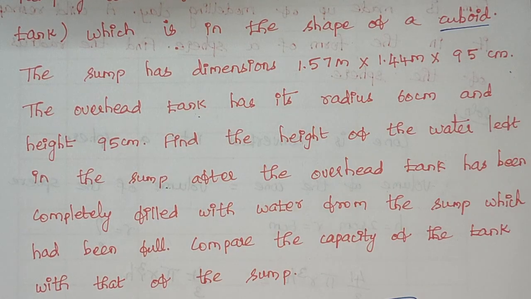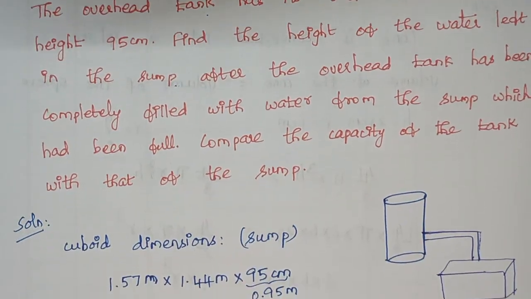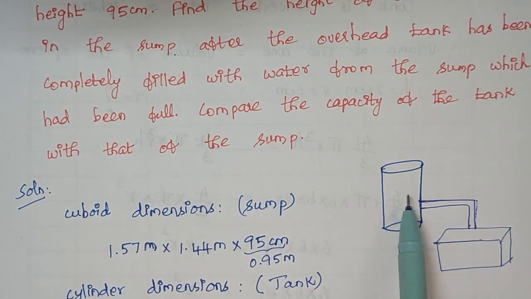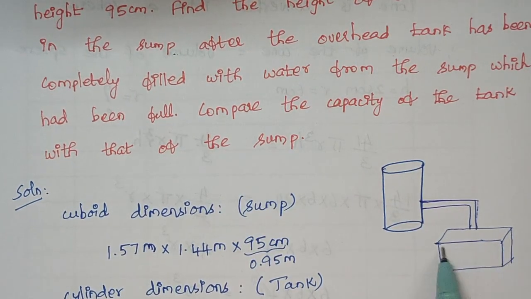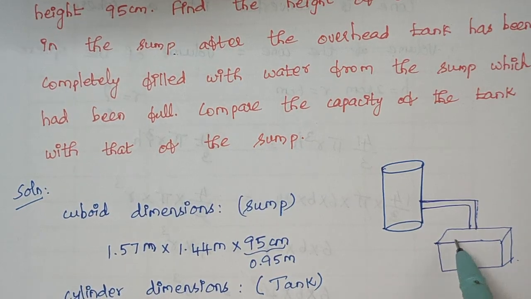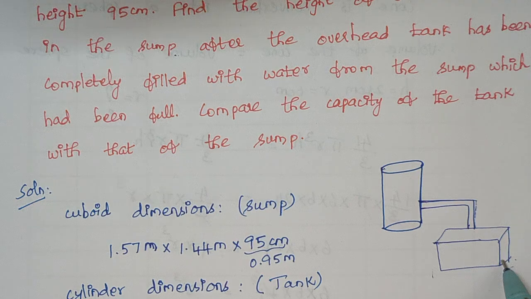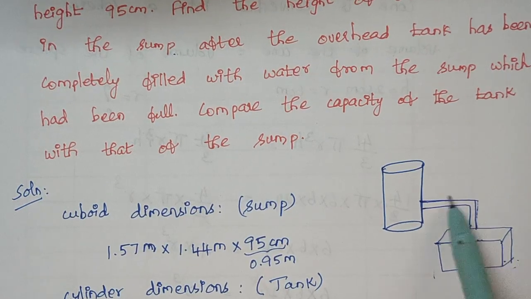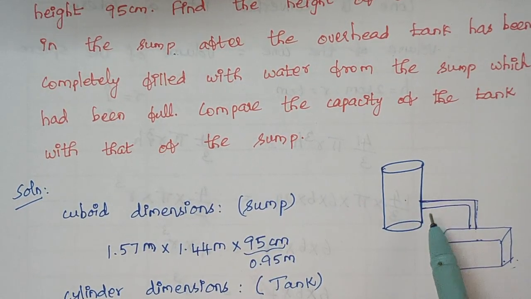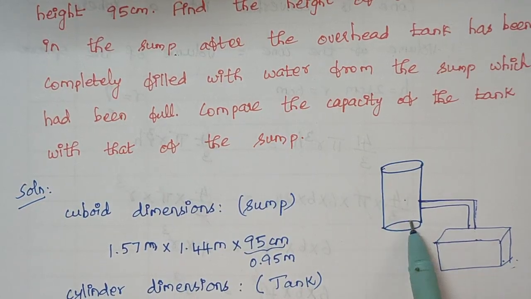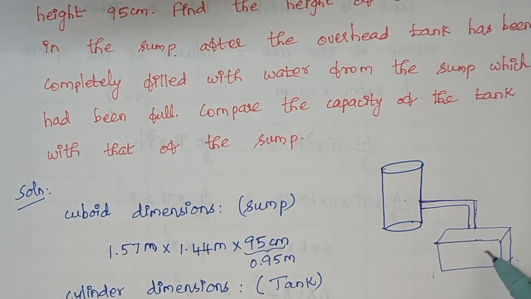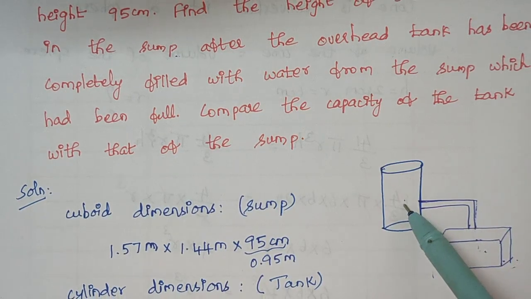Right. So wait, let me explain with this diagram. So this is the diagram, right? This is the sump, which is in the form of a cuboid, and this is your overhead tank, which is in the form of a cylinder. Initially the cuboid is completely filled with water, so here it is totally filled with water. Now when you switch on the motor, the motor pumps the water from this sump to the overhead tank, right? Now the overhead tank is completely filled with water.